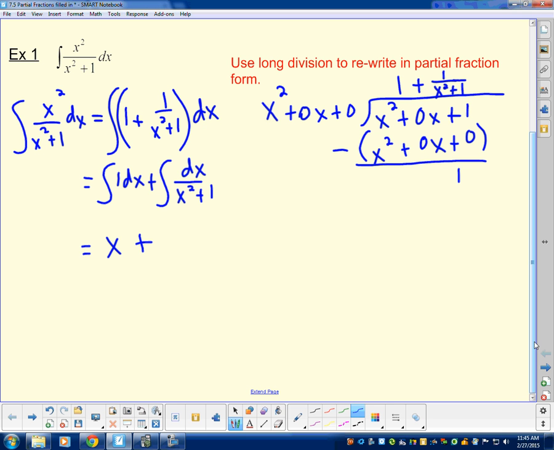Not an ln form, why not? Yeah, that power is the wrong power. It's not a u substitution. What's that? No, that's not going to work.